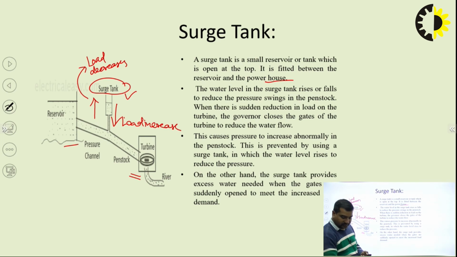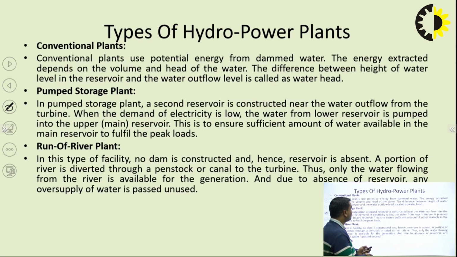We have balanced the system, okay, and the water level in the surge tank rises or falls to reduce the pressure swings in the penstock. When there is a sudden reduction in the load on the turbine, the governor closes the gates of the turbine to reduce the water flow. This causes pressure to increase abnormally in the penstock, and this is prevented by using a surge tank in which the water level rises to reduce the pressure. On the other hand, the surge tank provides excess water needed when gates are suddenly opened to meet the increased load demand that we have discussed.